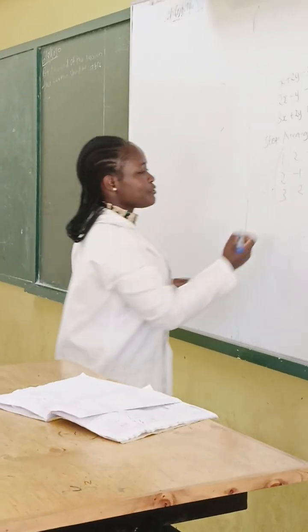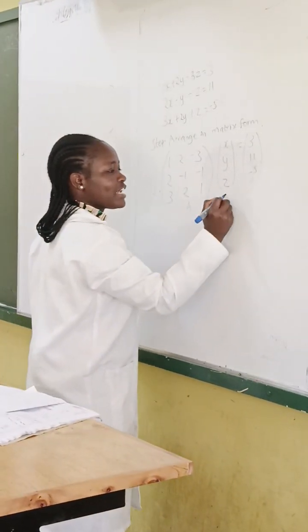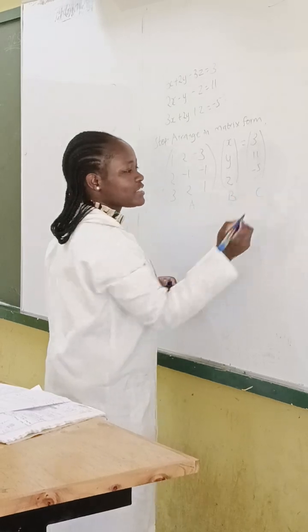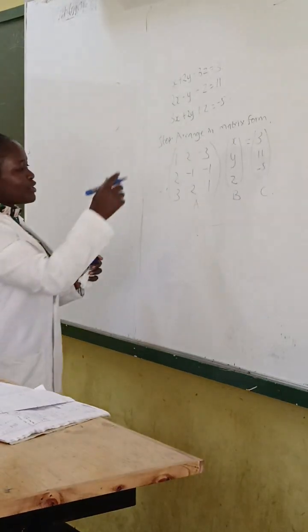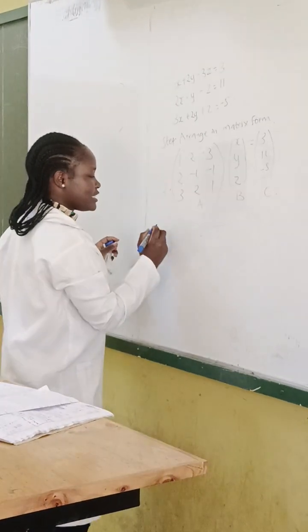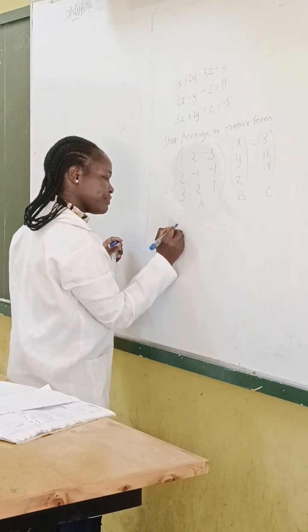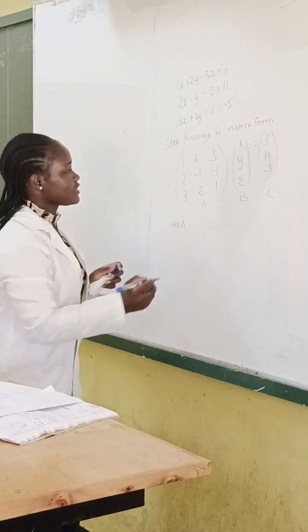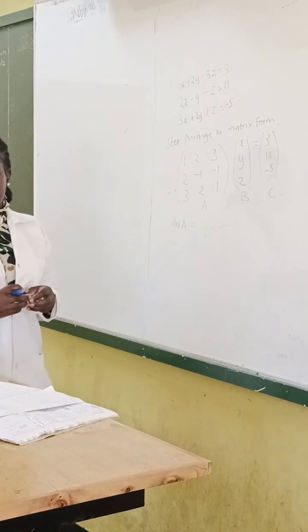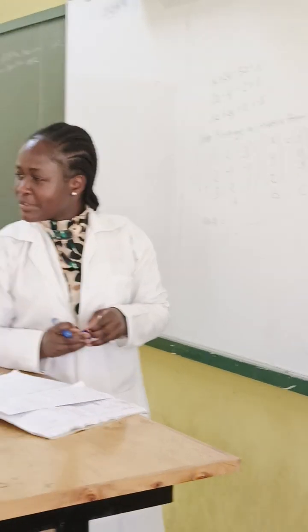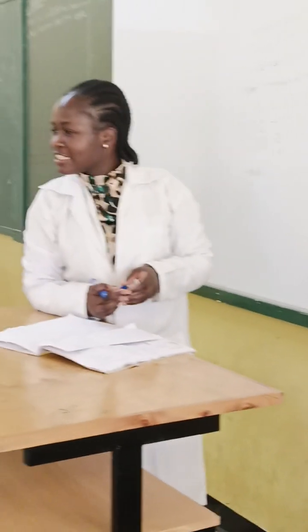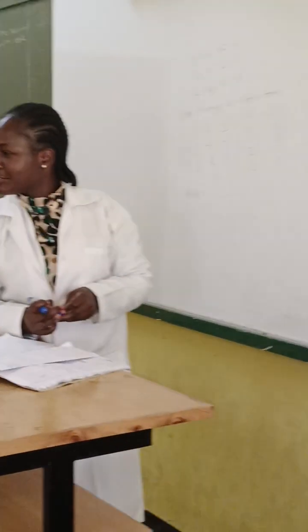Okay. So we can have this as our A, we can have this as our B, we can have this as our C. So first of all, we find the determinant of A. Do you have any idea on how to find the determinants of a 3 by 3 matrix? Do you remember what we were doing?